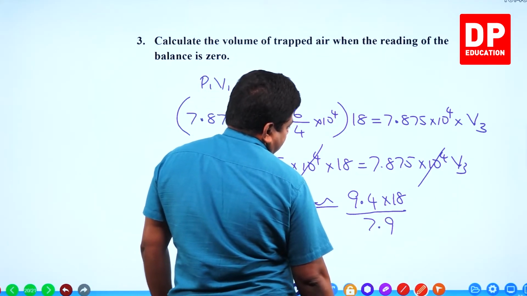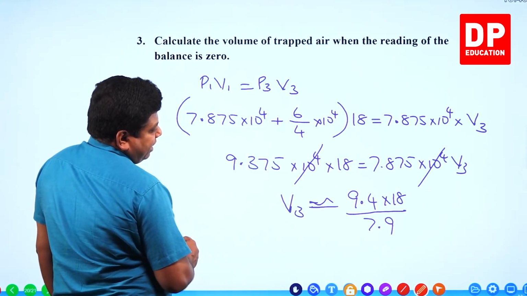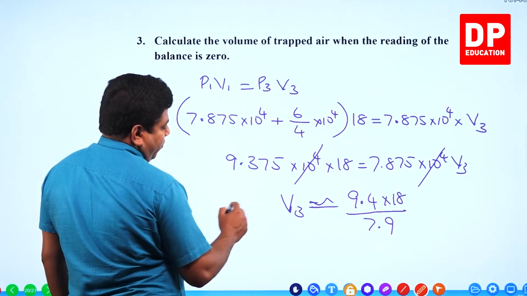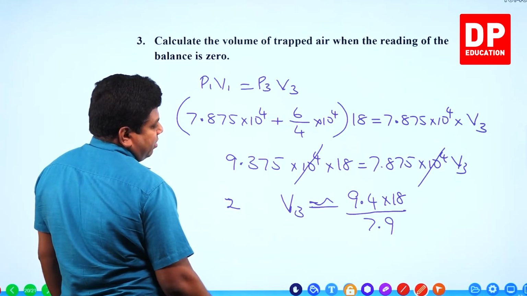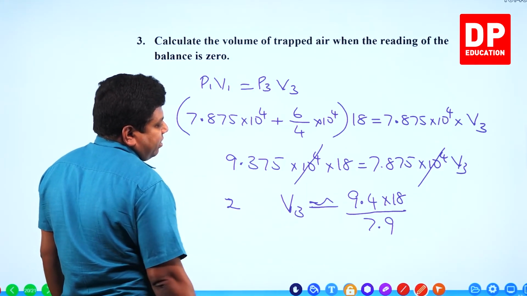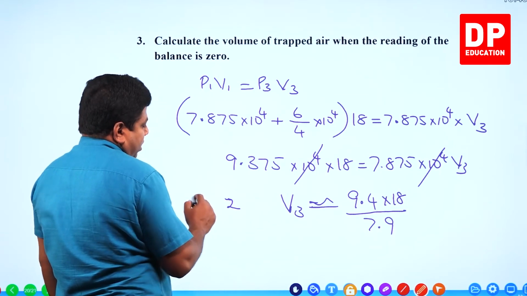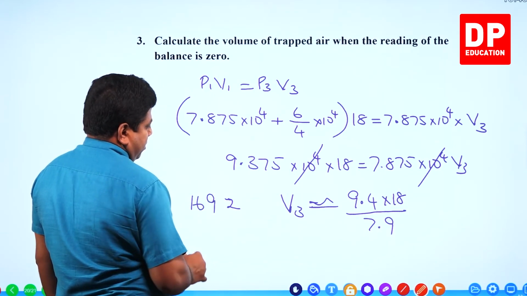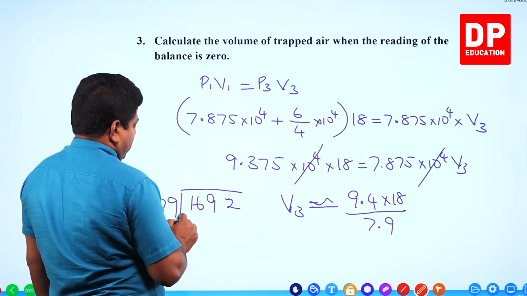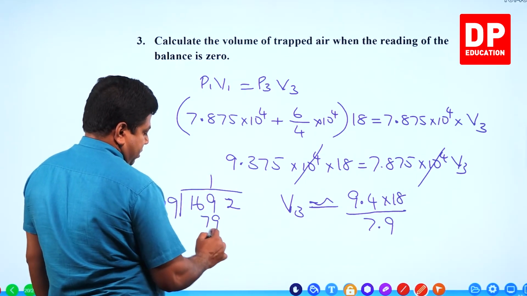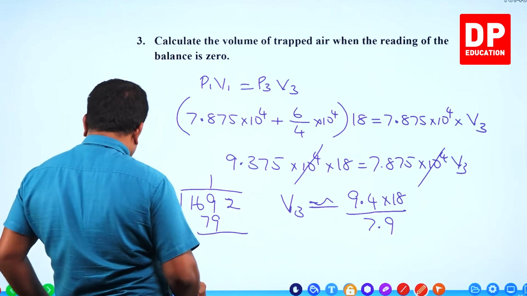Then 9.4 into 18, that is 18 into 4 is 72. 7 balance, 18 into 9 is 162, 169 divided by 79. So you get 1, no, not 1, 2.